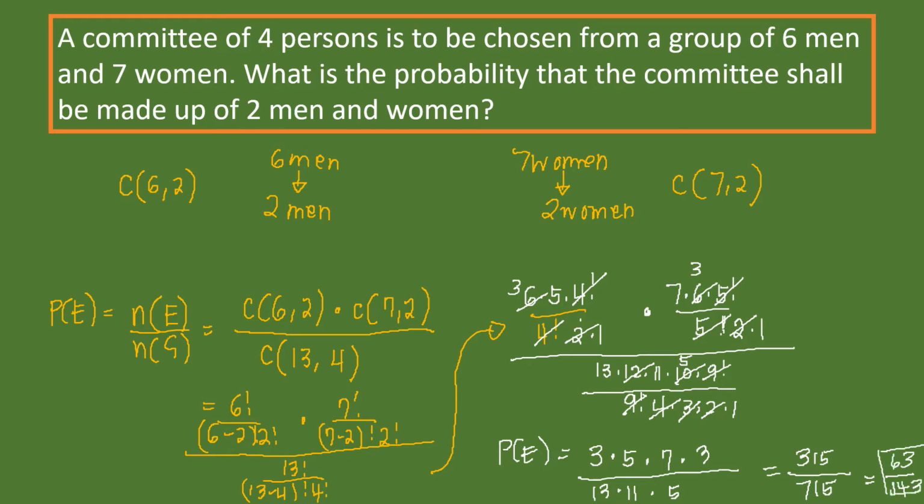And this is the probability that a committee of 4 persons consisting of two men and 2 women can be chosen from a group of 6 men and 7 women. If you want to put it in percentage form, all you need to do is just divide the numerator by its denominator and then multiply the answer by 100. That means there is a 44% chance to get a committee composing of two women and 2 men.